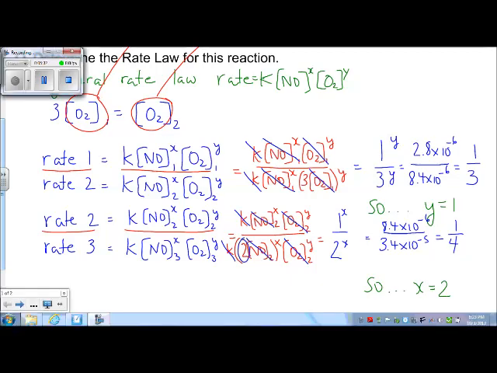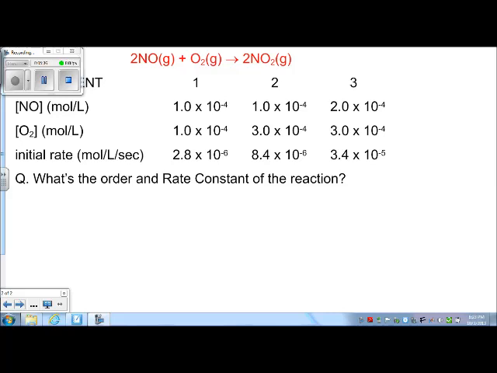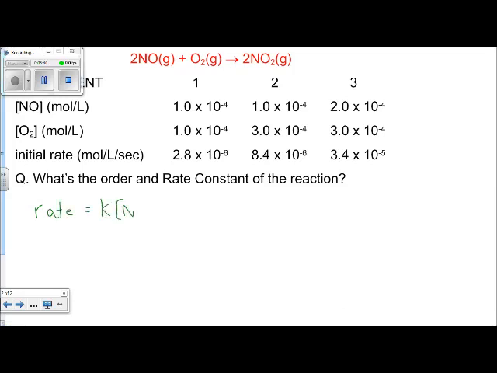The next task is to discover the order and the rate constant of the reaction. The order is simply the sum of the order with respect to each reactant. So we can write out the rate law, which we have discovered, and that is that the rate is equal to K times the NO concentration squared times the O2 concentration. So the order is equal to 1, which is the order with respect to O2, plus 2, which is the order with respect to NO. So we add these up to get 3, which is the overall order of the reaction.